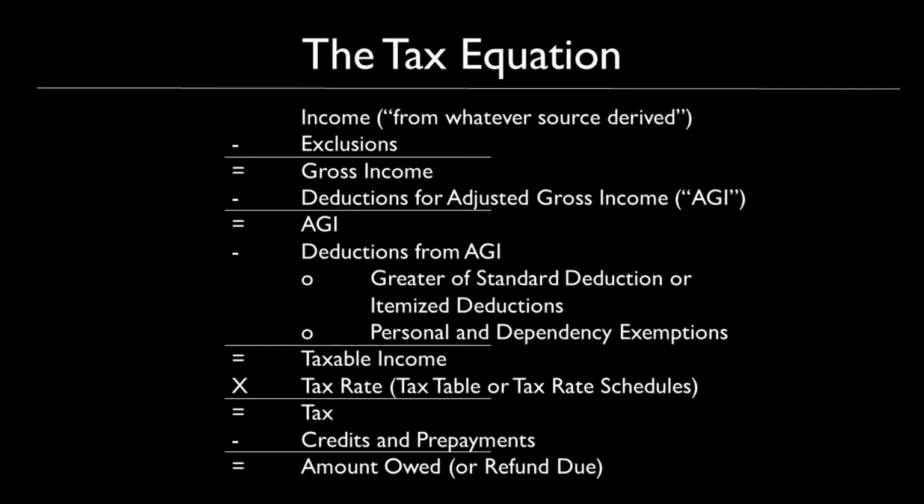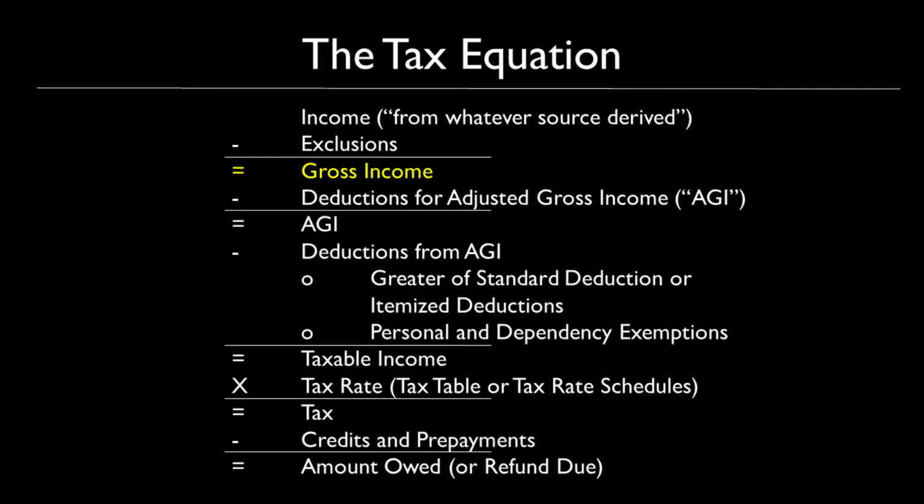It starts off with income. This is from whatever source derived. It then is reduced by exclusions, anything that Congress has determined should not be included in the determination of tax. This brings you to gross income.